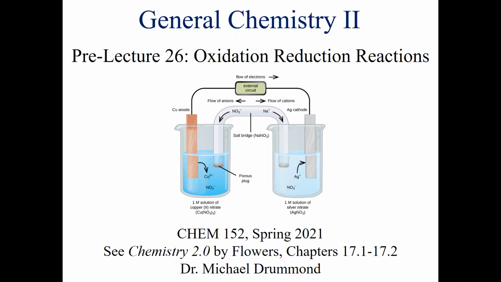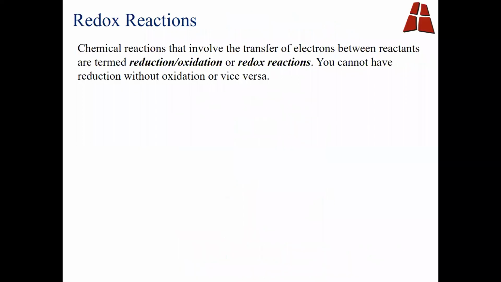We're delving into chapter 17, our last chapter for the semester, looking at oxidation reduction reactions and ultimately electrochemistry. Hopefully, this is review from General Chemistry 1: the discussion of redox reactions. Often we abbreviate them as redox because they involve both reduction and oxidation. Just a reminder that you cannot have reduction without oxidation or oxidation without reduction. You need both to go together. That's why we call them redox reactions.